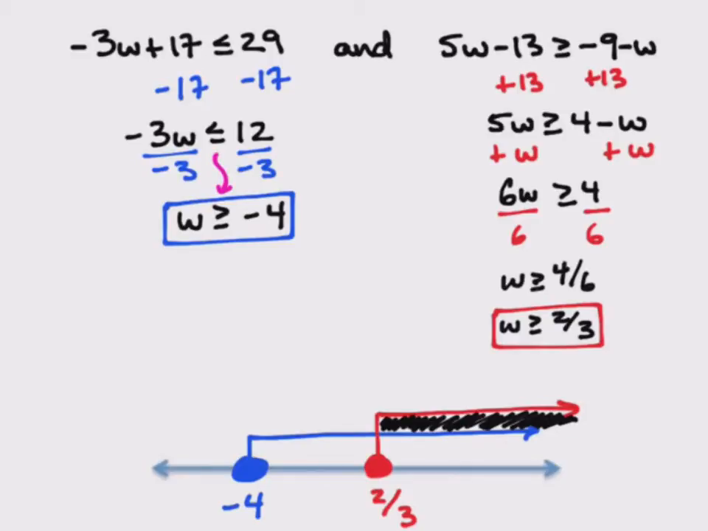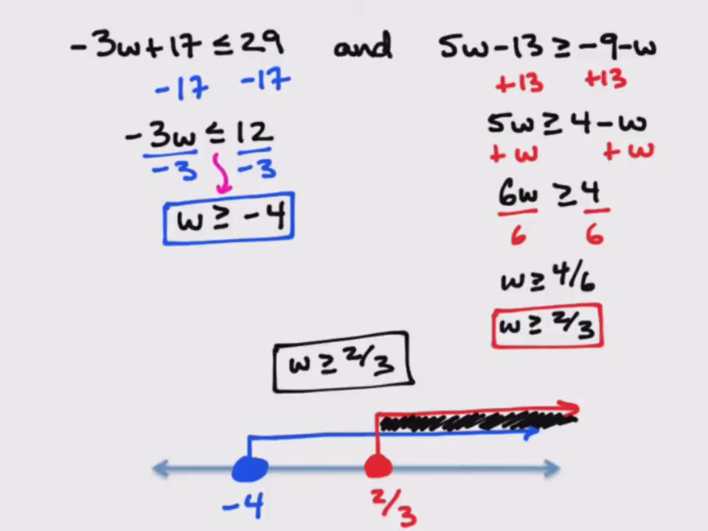But in this case, it appears that this solution set is going to go on and on and on forever and ever and ever to the right on our number line. And so it appears to me that our solution set for this compound inequality is just going to be W is greater than or equal to 2/3.